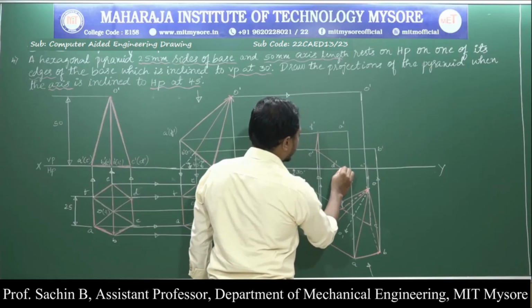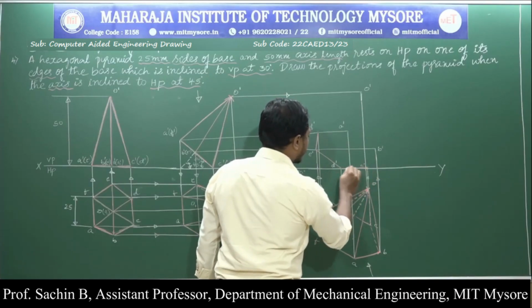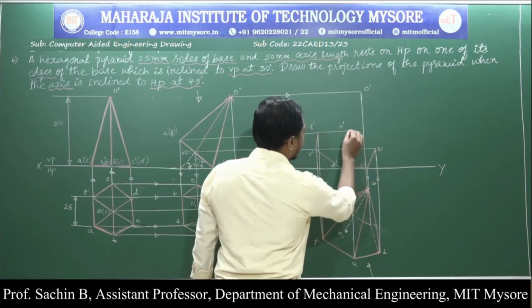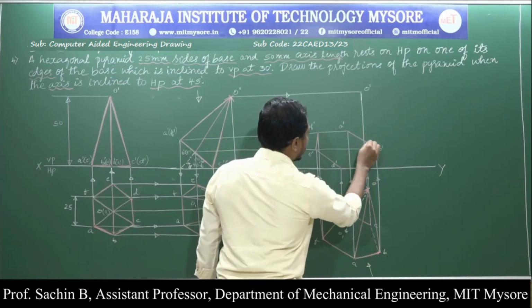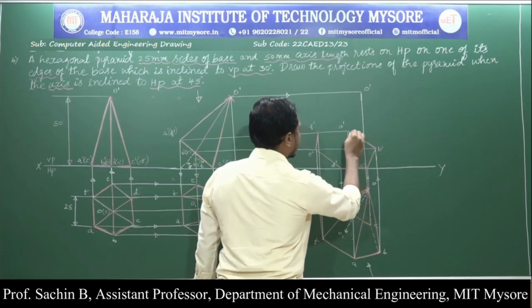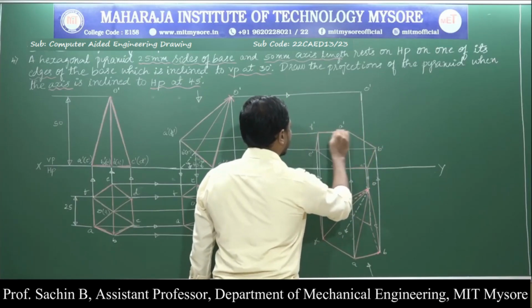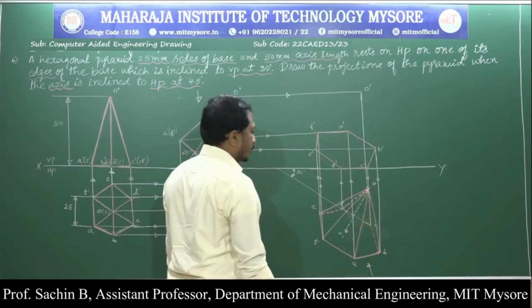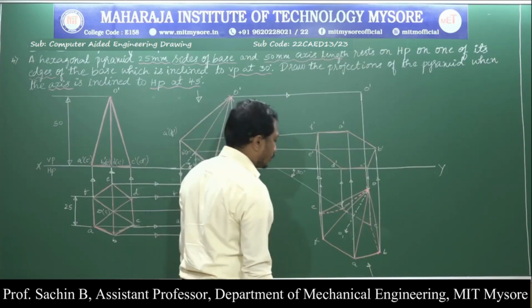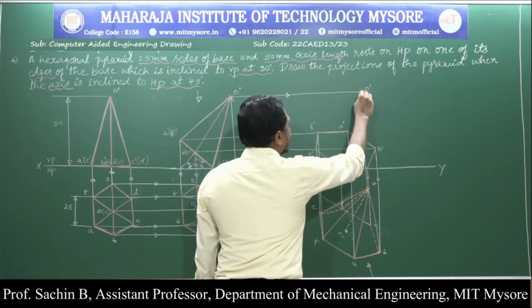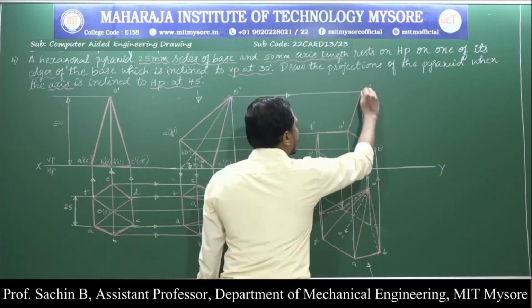Next, I will go for E dash to D dash. That is one of the base. Again from there to B dash. Again from A dash to B dash. And to the observer, O to B and O to A is clearly visible. O to A and O to B.